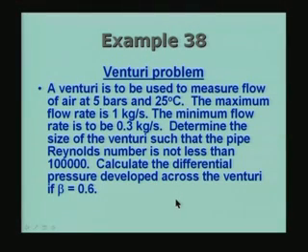To recapitulate, example 38 consisted of a Venturi to be used to measure the flow of air at 5 bars and 25 degrees Celsius. The maximum flow rate is 1 kilogram per second, the minimum flow rate is 0.3. We have to determine the size of the Venturi such that the pipe Reynolds number is not less than 100,000. In fact, we did that part of the problem in the last lecture, and we also have to calculate the differential pressure developed across the Venturi if beta equals 0.6 for both the cases, that is 0.3 kg per second as well as 1 kilogram per second. That is what we want to do. So, we will go back to our board.